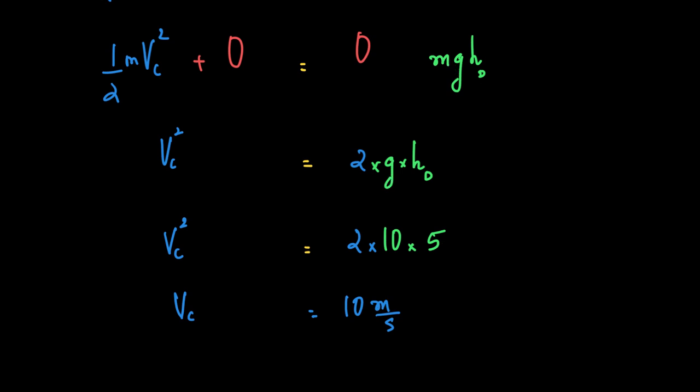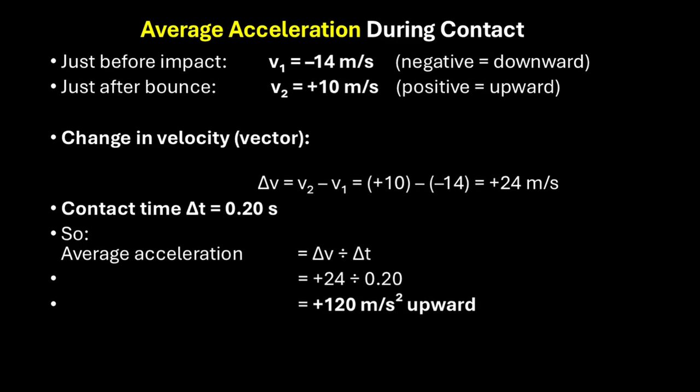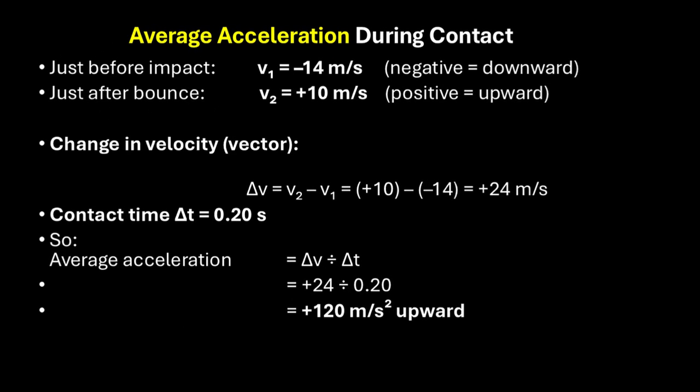HD is 5, g is 10, m by m is 1. So we have VC squared is equal to 2 into 10 into 5. VC is 10. And the calculation remains the same. Again, bring in direction. Why? Velocity is a vector. Acceleration is a vector. Average acceleration is a vector. Taking downwards as negative and upwards as positive, V1 is equal to minus 14. V2 is equal to plus 10. Delta V is V2 minus V1, 10 minus minus 14, which is 24. Time is 0.2 seconds, which gives 120 meter per second squared as the average acceleration.